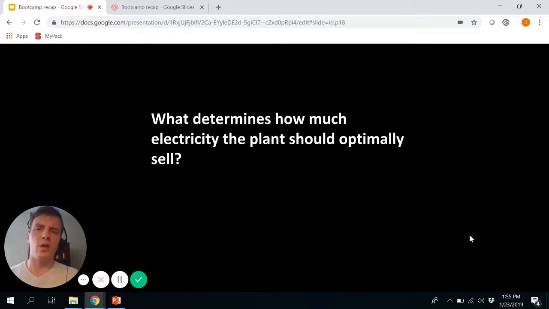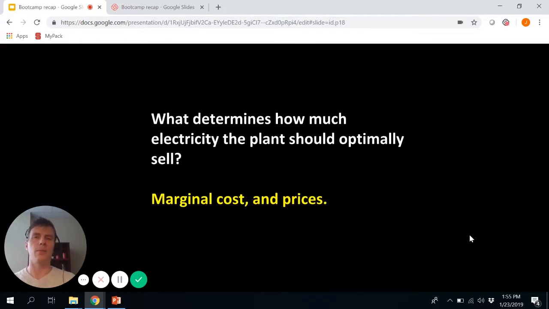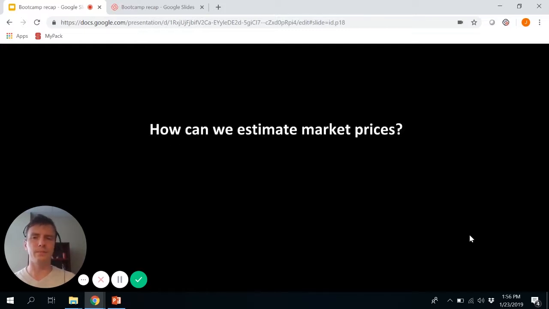So what determines how much electricity the plant should optimally sell? We're not going to assume that we know at the very beginning of this analysis how much electricity the plant's going to sell. We need to figure that out as a product of something else. And what we talked about in the lecture on firm decision making is that the optimal amount of a product or a good that a firm should produce depends on price. So we actually need to know what the marginal cost of electricity is from this coal plant, but also the market price of electricity. So let's start by talking about market prices.